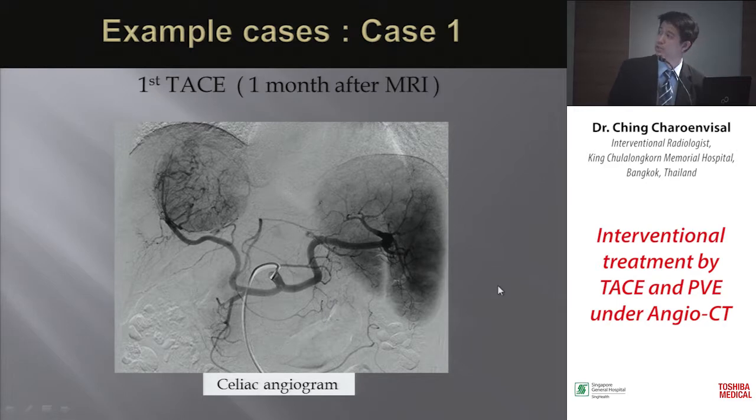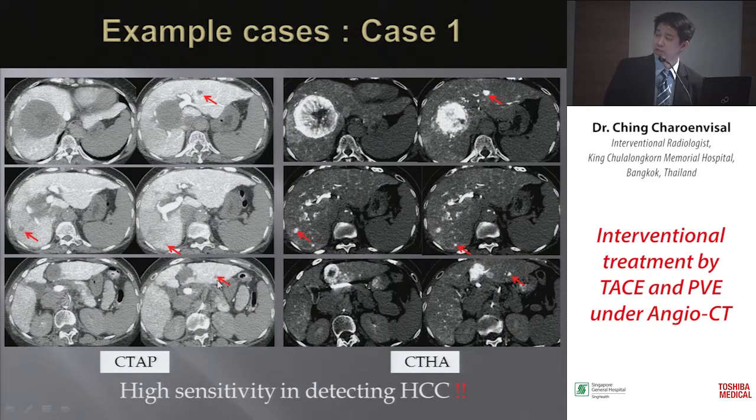It's at segment 3. So we do the CTAP and the CTHA. We can see the large tumor clearly, and the small one at segment 3 clearly. But there are other multiple small HCCs in both hepatic lobes. So maybe they are new, maybe new HCCs after the MRI. So the CTAP and the CTHA can see the HCC clearly. They have high sensitivity in detecting HCC.